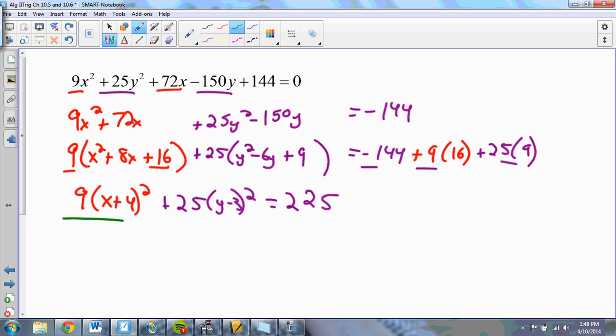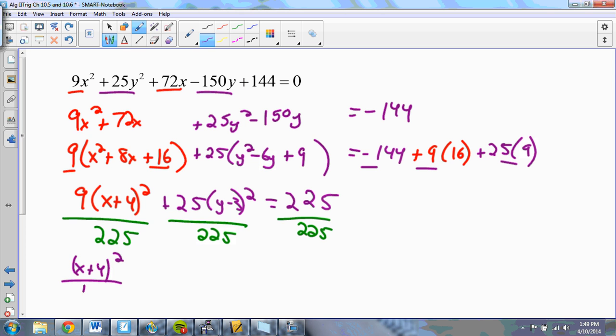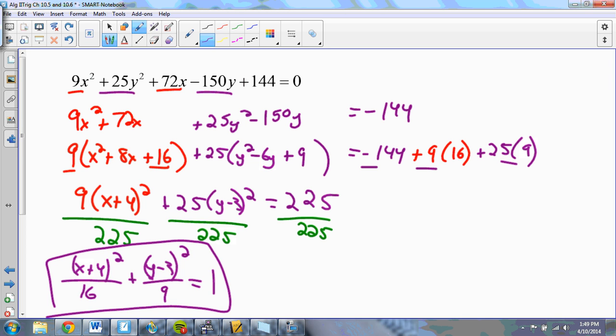Divide everything by 225, because this has to equal 1. And this reduces into x plus 4 squared over 16 plus y minus 3 squared over 9 equals 1. And what a pretty ellipse that is. Oh, that makes so much more sense. What a very pretty ellipse we have.